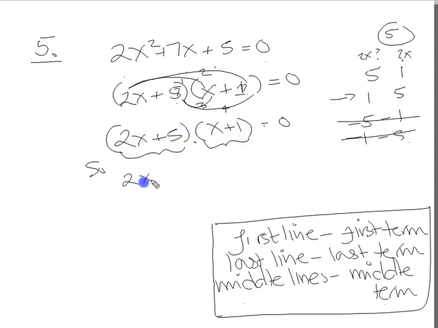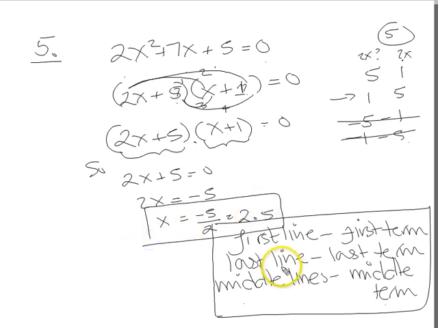So the first thing then, when does 2x plus 5 equal 0? Well, move the 5 over to minus 5, divide by 2 both sides, and you can write that as a decimal if you want, 2.5, no problem. Or a fraction if you prefer. Okay, there's the first one then, x equals 2.5. And then the other one, when does x plus 1 equal 0? Well, move the 1 over and you get x equals minus 1.